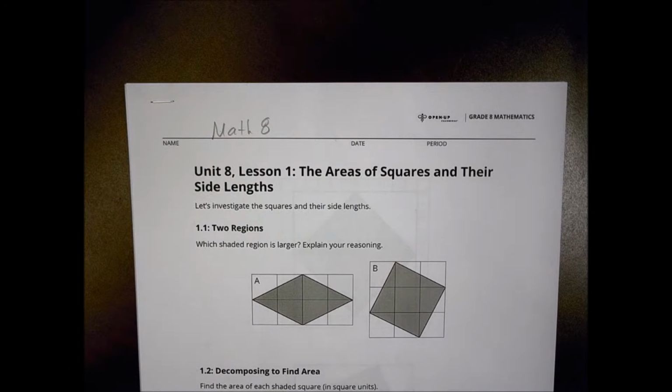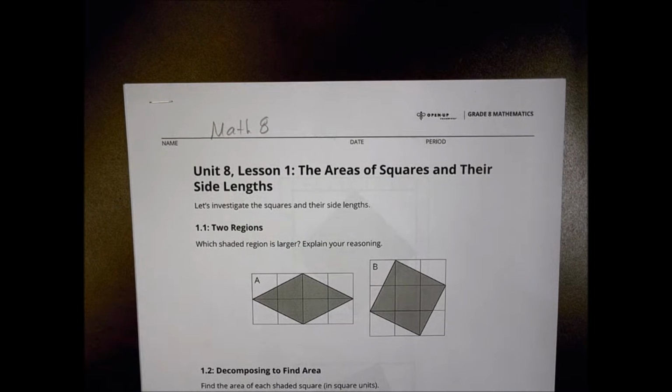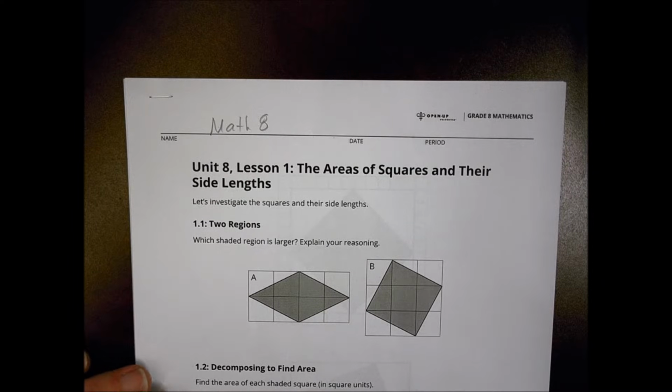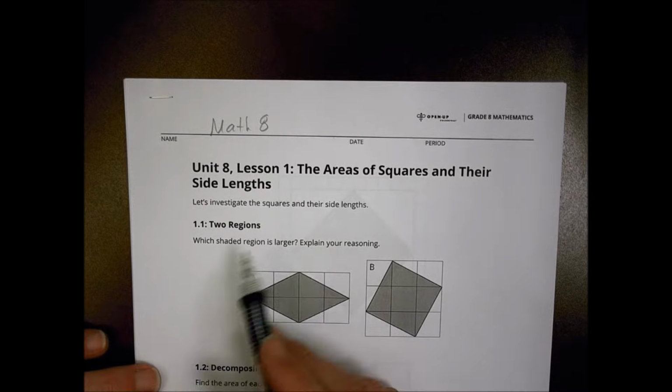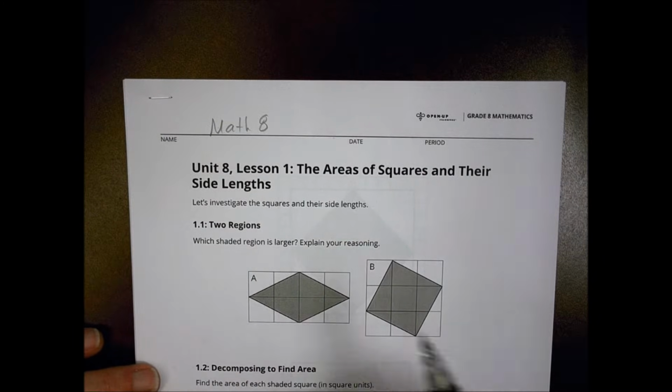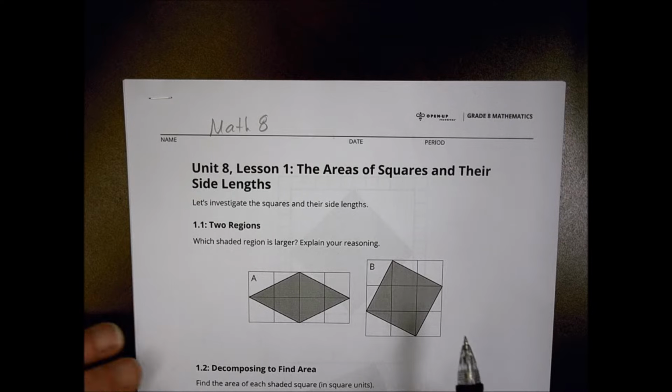Hi, this is Math 8, Unit 8, Lesson 1, looking today at the areas of squares and their side lengths. So first of all, we're going to begin by investigating the squares and their different side lengths here. And so the first thing says, which shaded region is larger, and explain your reasoning.